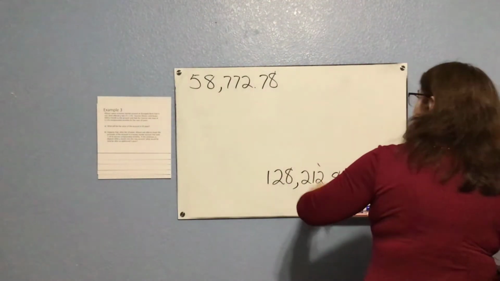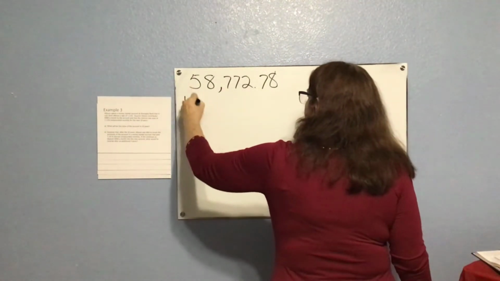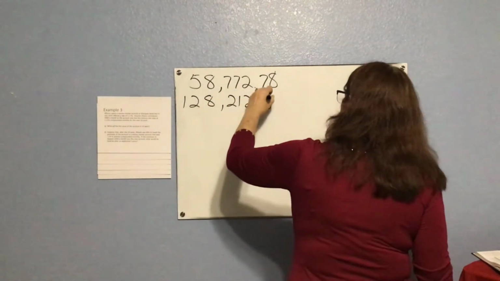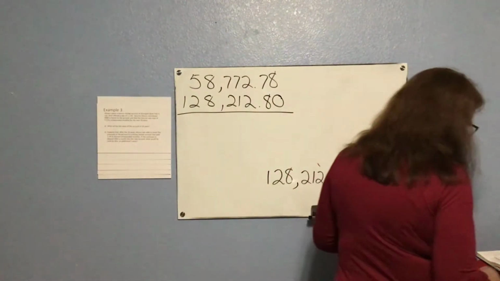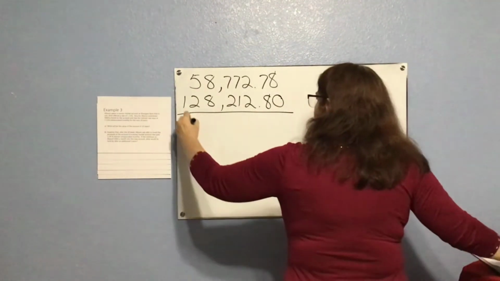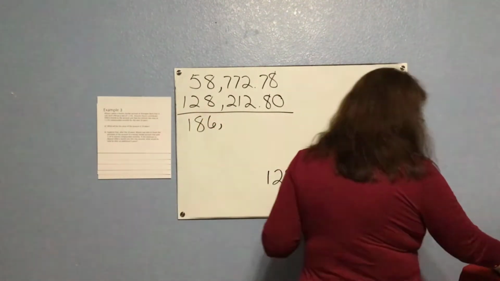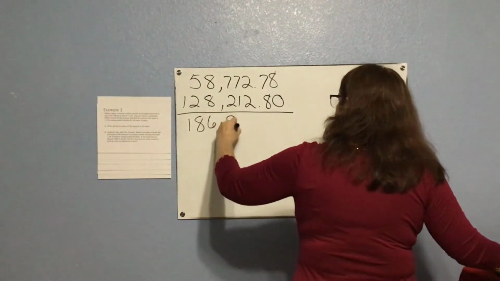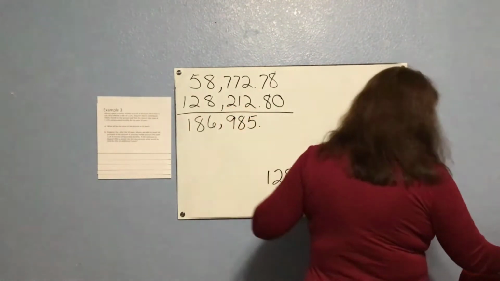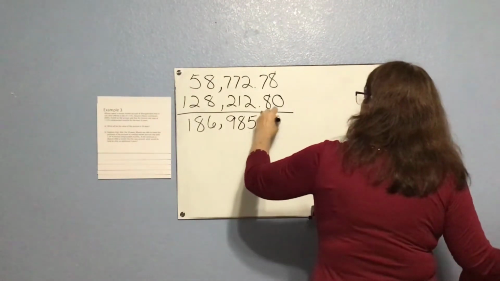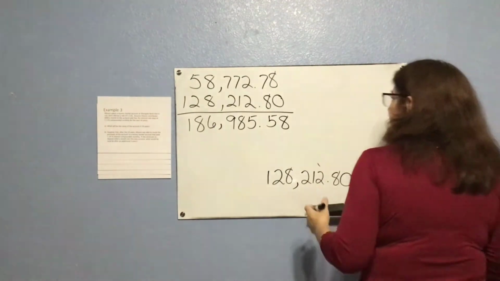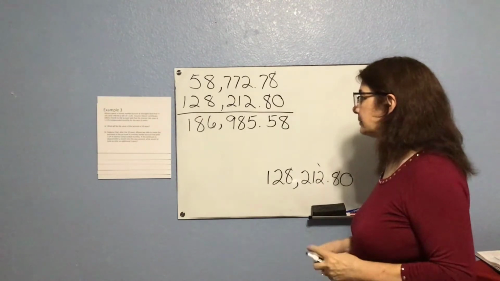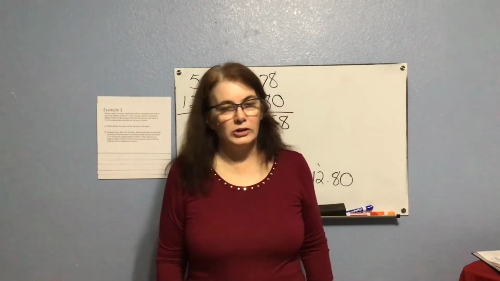So I'm going to add that to this new account, $128,000 to $12.80, which gives me a grand total of $186,985.58. So altogether, this is how much she has. She's pretty close to $200,000. Pause the video now and work on checkpoint 3.